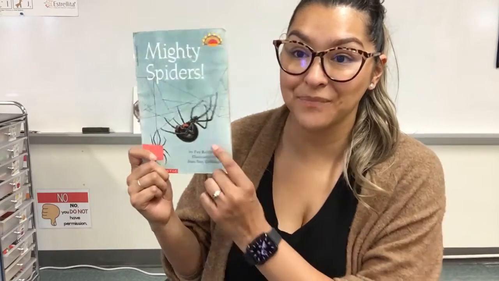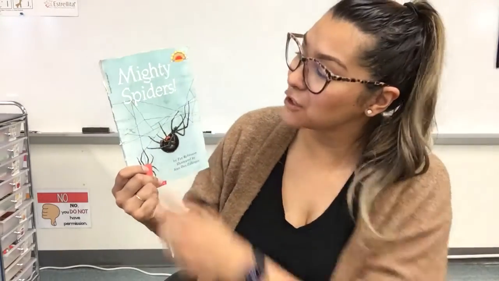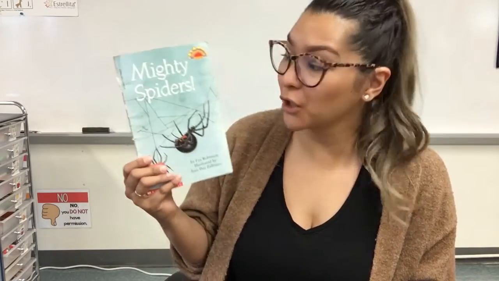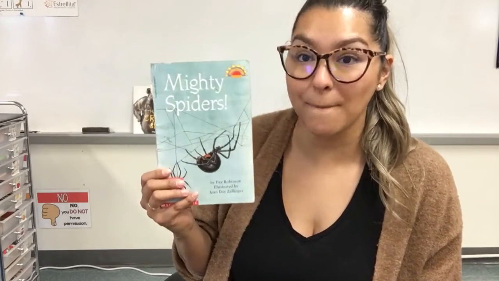So this is a little book that I have all about spiders, okay? Just by looking at the cover and the title of this book, it's called Mighty Spiders, we can sort of get an idea about what this book is going to be about. And that's how we identify the main idea of a text, okay? We're going to go through this story, learn a lot of different traits about mighty spiders, and at the end, we're going to try to pinpoint what we think the main idea of this story was.